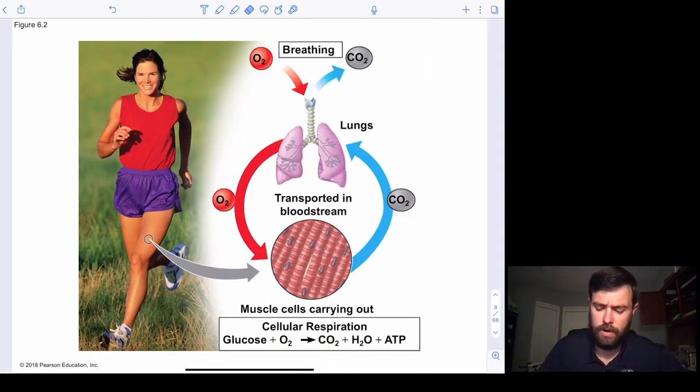So here's a nice little diagram that talks about that. Again, breathing up here, O2 comes in, CO2 comes out. So this right here is just the breathing part. It's transported through your lungs into the bloodstream, and then you actually have cellular respiration that's occurring in the mitochondria or in the cell. In the case of glycolysis, that creates that and makes that happen.